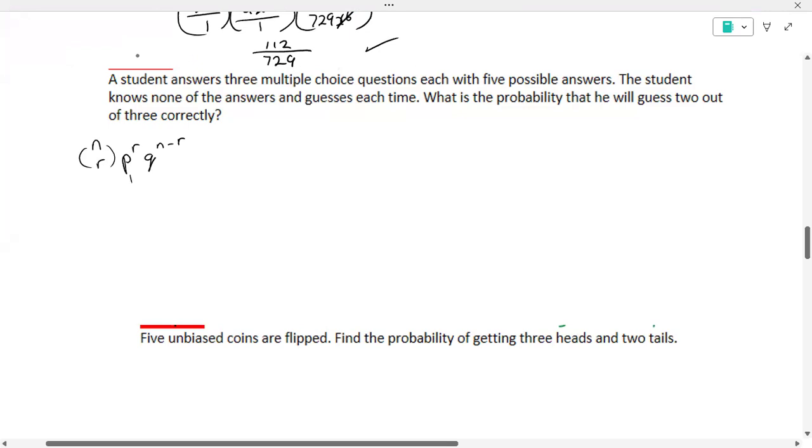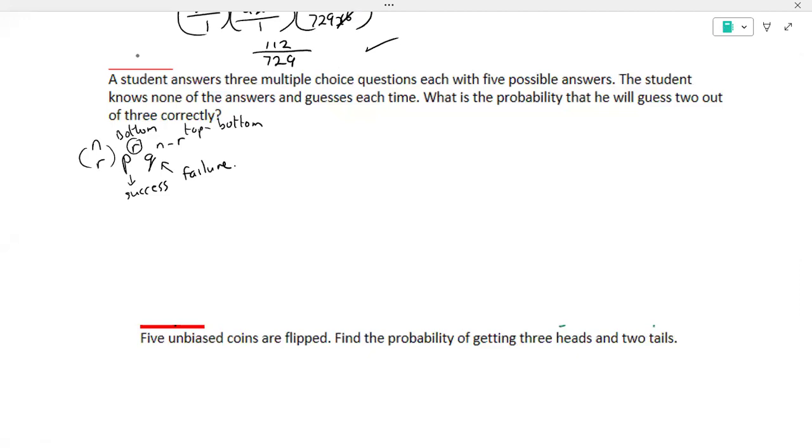Now, in this case, p is going to be seen as our success, q is our failure. And just notice that this is the bottom, and then n take r is top minus bottom. So it is different from the binomial theorem in that way. Okay, so how would we even know in an exam that this is what we're supposed to be doing?